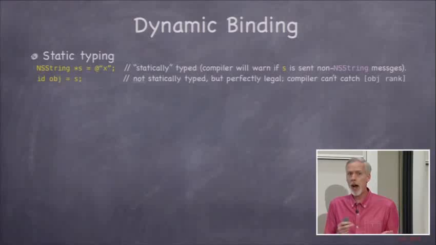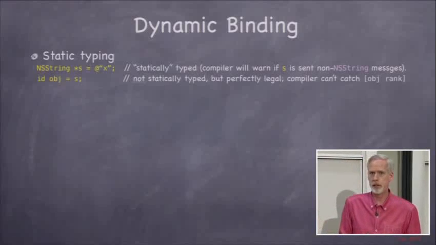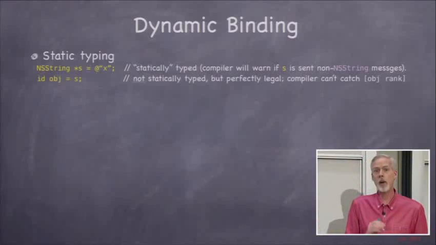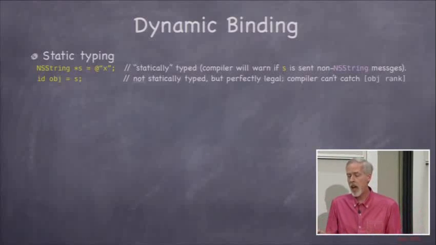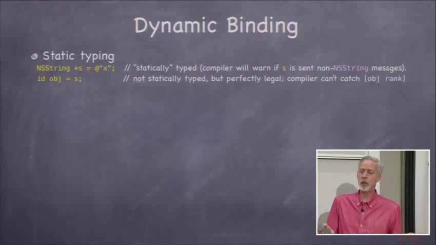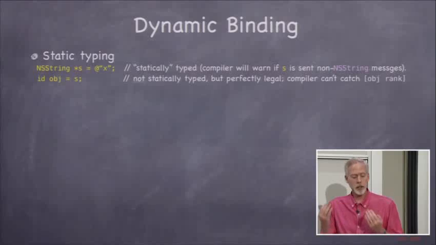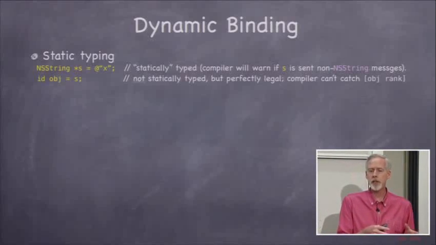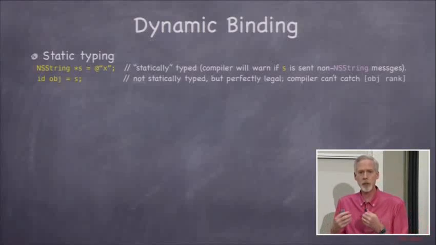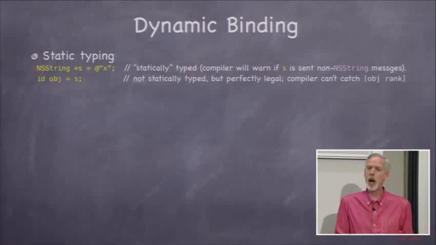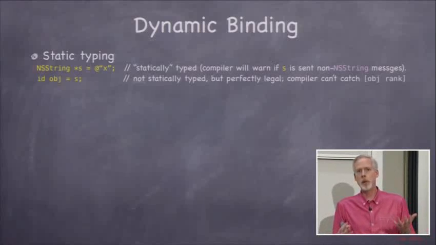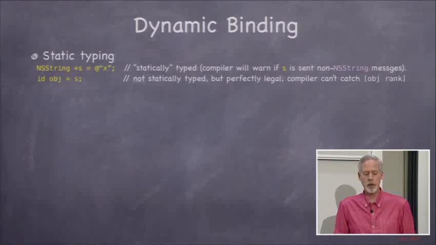It's perfectly legal to say id obj = s, where s is the line before. Okay, and that will not even generate a warning. Because id obj is a pointer to any kind of object, s is a pointer to any kind of object. It's a pointer to a string, according to the previous line, but since those are both pointers to objects, that's perfectly legal. Compiler will not warn you. This is a little bit of a dangerous line of code, right? Because you just went from having s, this nice variable that's typed and the compiler can warn you if you do the wrong thing, to having obj, which is this untyped pointer where you can send any message you want and the compiler's not going to warn you.